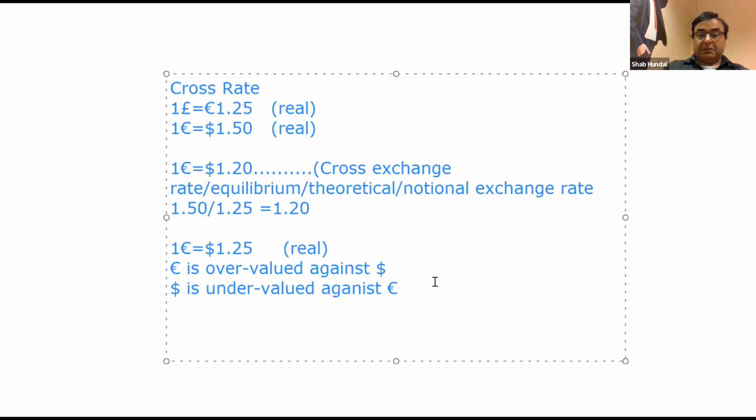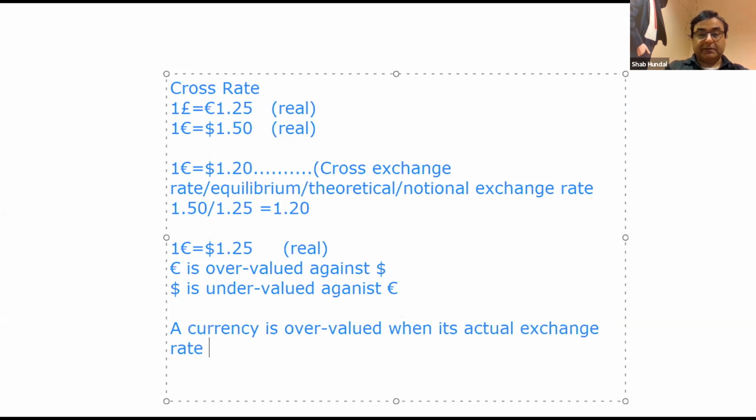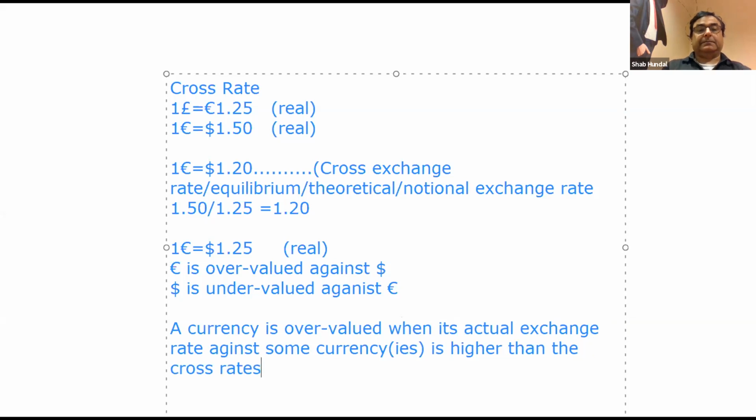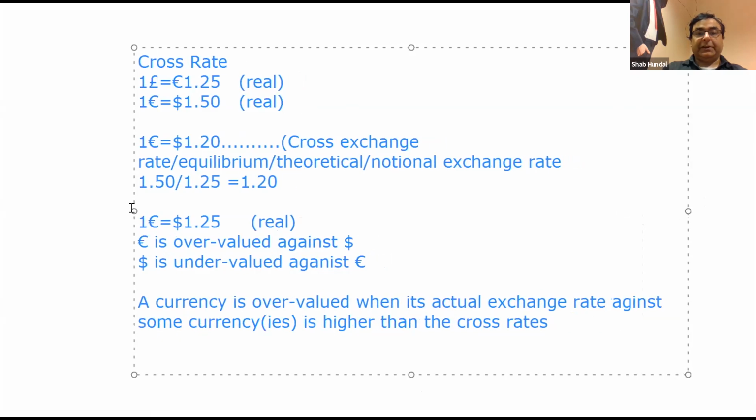Okay, so a currency is overvalued when its actual exchange rate against some currency or currencies is higher than the cross rates. So this is one way of justifying the importance of cross rates in the financial markets. Okay. If you have any doubt or any question, you can ask me now about the mechanism of the cross rates. If not, then we move on to the next point.